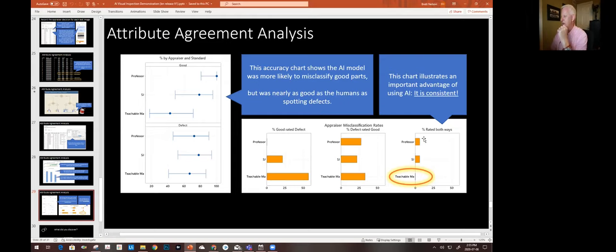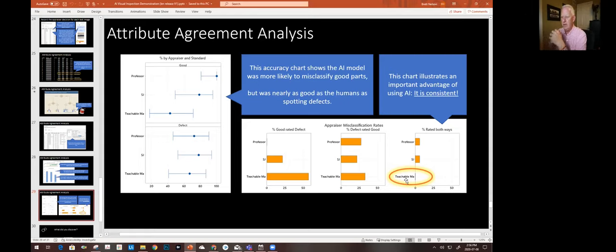One thing, though, that is in favor of the computer models: here it is saying the percentage rated both ways. So I judged my parts twice, my daughter judged the same parts twice, and the computer judged the same parts twice. And you can see from this report that for some of my samples, I said it was either good or bad. And my daughter, for some samples, said that it was good or bad. But the computer always made the same decision. And that consistency is really important.